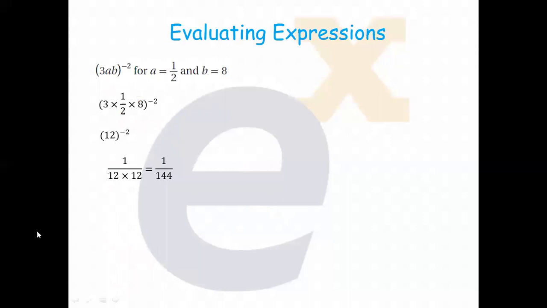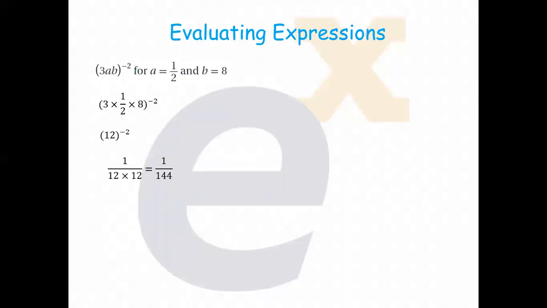Okay, now moving on to another question. The expression given is 3ab to the whole power of -2 for a equals half and b equals 8. Now just replace them as I told you previously. 3 multiplied by a multiplied by b is what is meant by this expression. So in place of a goes half and in place of b goes 8. Now 3 multiplied by half multiplied by 8, all to the power of -2. If you look at this, you might think, what's this? But it's just mental math. Half of 8 is 4. 4 multiplied by 3 is 12. So 12 to the power of -2.